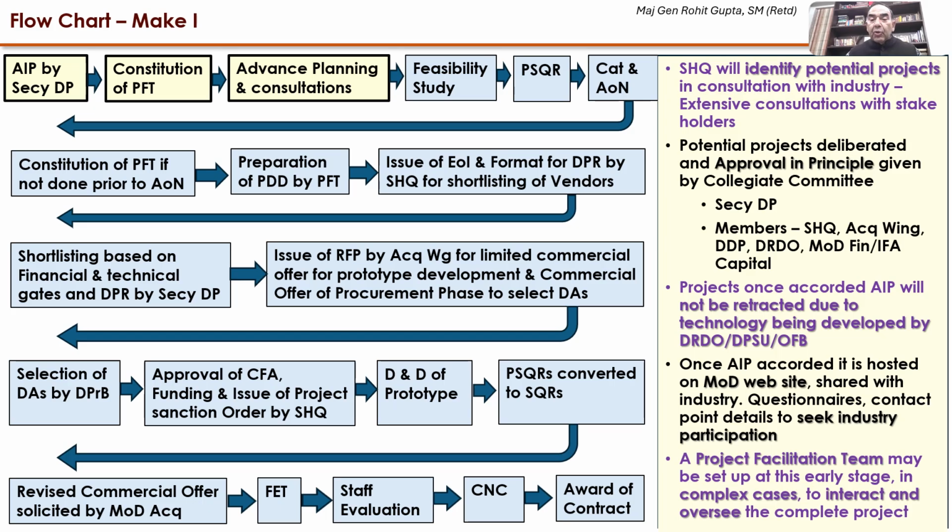Point to note is that once the project has been accorded the approval in principle, it cannot be retracted just because the technology is being developed by DRDO, DPSUs, or OFBs. Despite that, the parallel process will continue in the Make One procedure. Once the AIP is accorded, it is hosted on the MOD website and shared with the industry. Contact points in detail to seek industry participation are put onto the MOD website. A project facilitation team may be set up at this earlier stage in complex cases to interact and oversee the complete project.